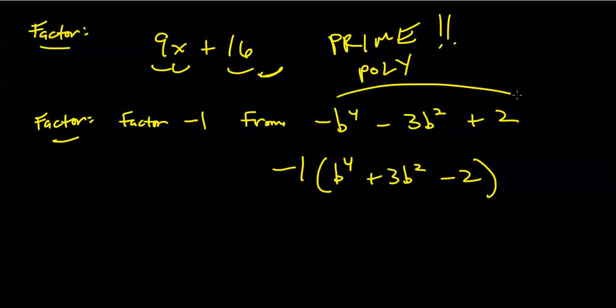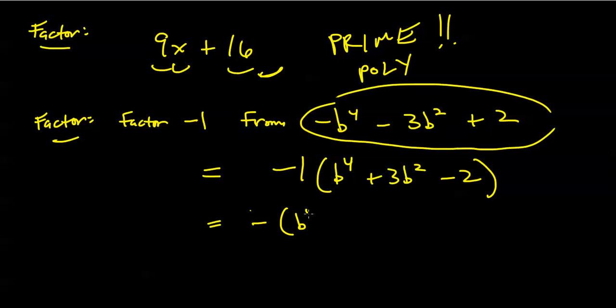So I claim this equals this expression here with a negative 1 factored on the outside. Okay? And we usually don't write the 1, it's kind of redundant, so I think our author would give this answer in this fashion. Your answer would be negative parentheses b to the 4th plus 3b squared minus 2.